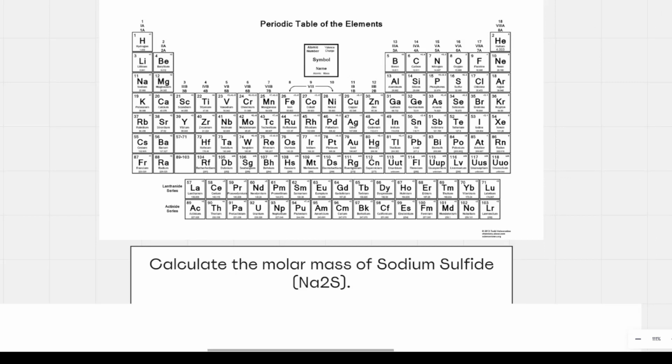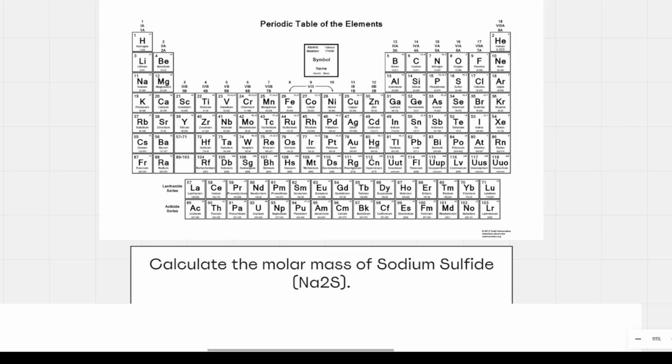This problem is a little bit different. Now here we have a compound instead of just a single element. And in this compound, the charges are also exchanged. So sodium sulfide is written as Na2S. It's not just Na or just S, it's Na2S.